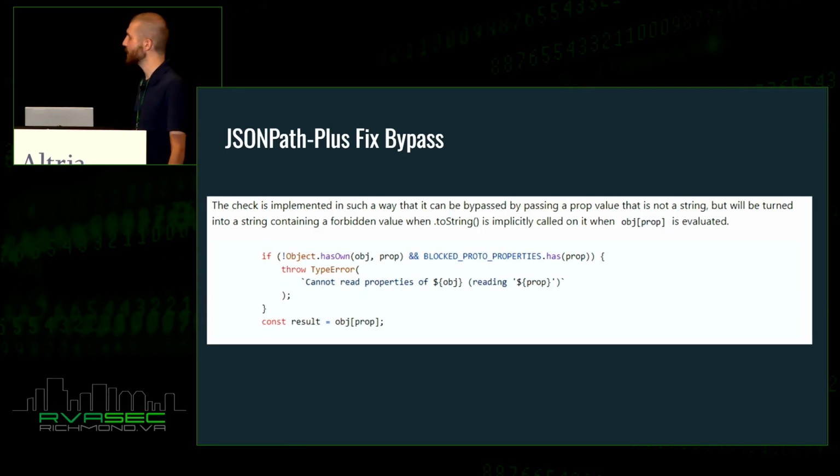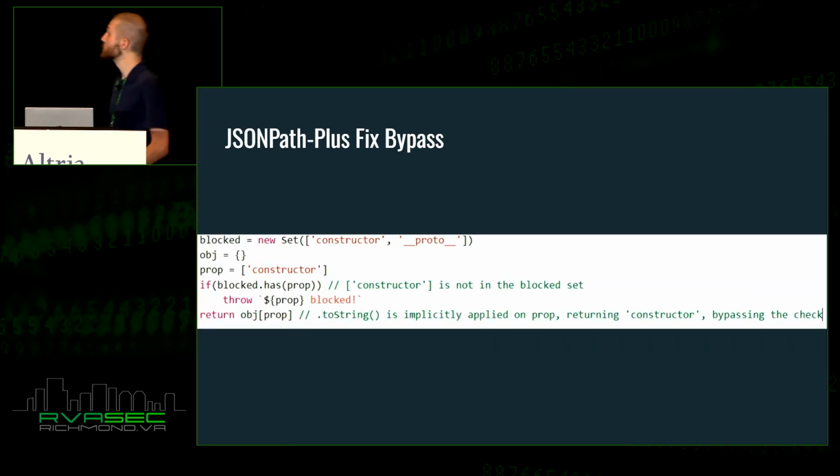So they have a check here when you are getting a member expression, similar to the other library. They check the object has own that property. They check that it's not in the set of blocked properties. And if it is in the set of blocked properties, or the object doesn't have the property, it'll throw an error and not read it. Otherwise, it'll index obj with prop and set that to the result that gets returned. So some very interesting behavior here.